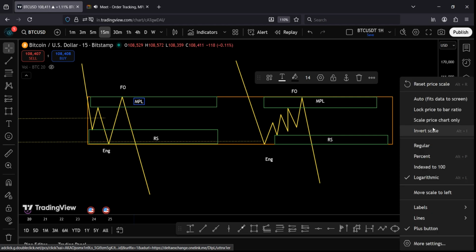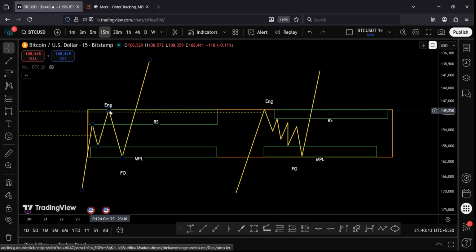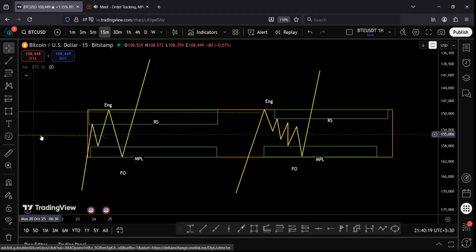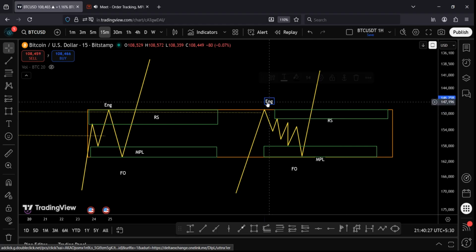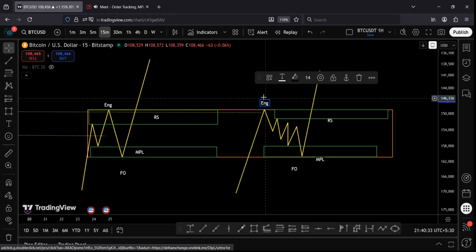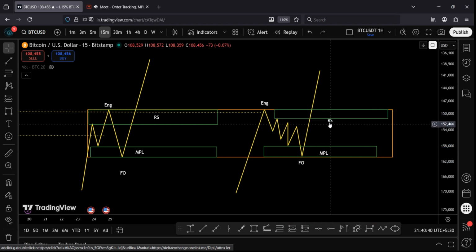So if we flip this like this, what is happening? There was a level, price is engulfing to the upside and faking out to the downside. Why? This was the level, this was minor FTR, major FTR. So MPL will be here and RS will be here. Same here, price goes up, engulf taking out here, MPL will be here and RS will be here. This is the bullish scenario, right? Any question? That was the bearish scenario and this is the bullish scenario.